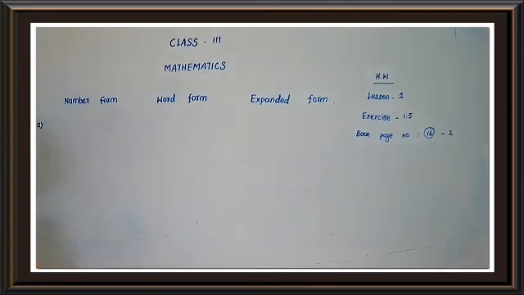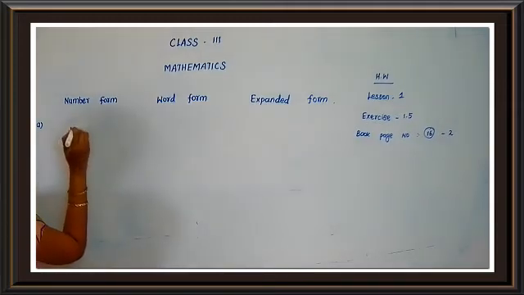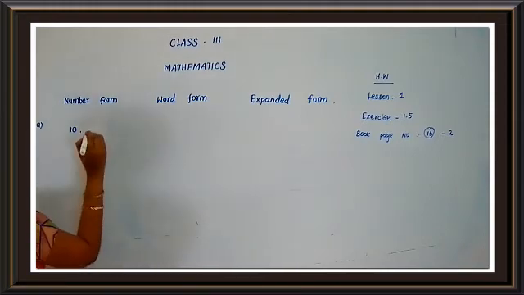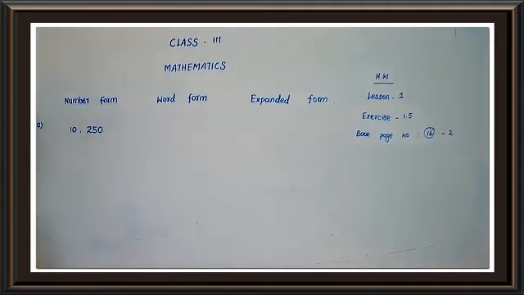In the first A question, they are given the word form. What is that number? 10,250. How do you write it? 10,000. If you have completed the thousands place, you use a comma. Okay? 10,250. All of you see the board and write with me. Listen and write with me. The first one, number form. What is that number? 10,250. Then we want to write the expanded form.